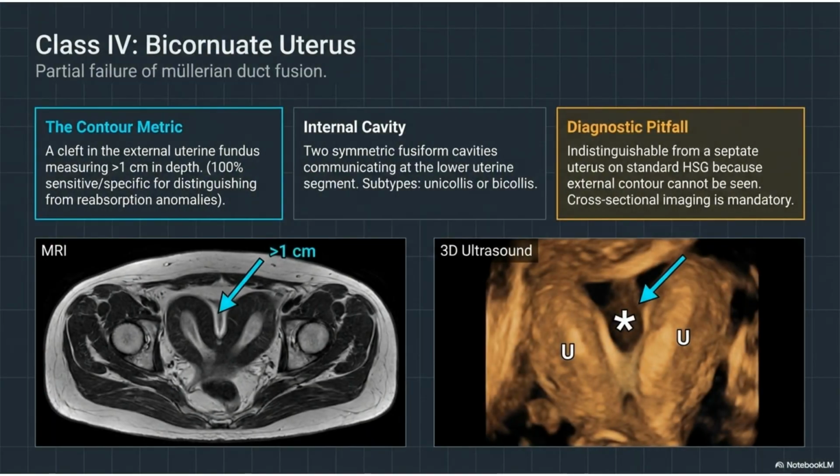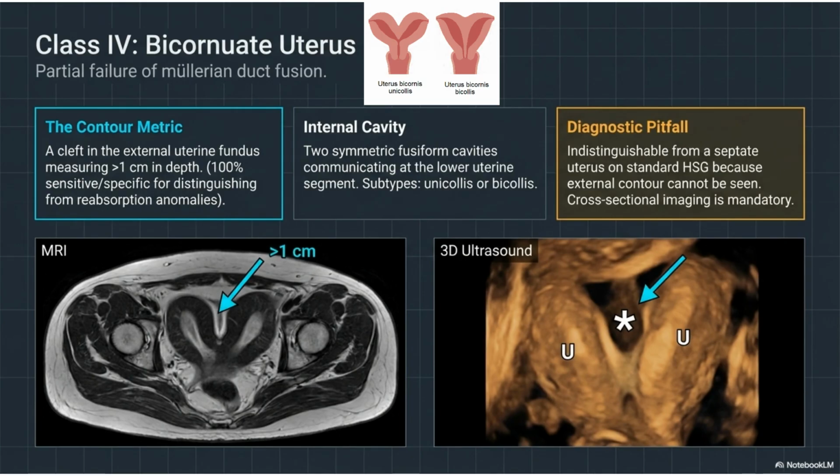Class 4, bicornuate uterus, is a partial failure of fusion. The contour metric shows an external uterine fundus cleft greater than 1 centimeter. Cross-sectional imaging is mandatory to differentiate this from a septate uterus seen on standard HSG.